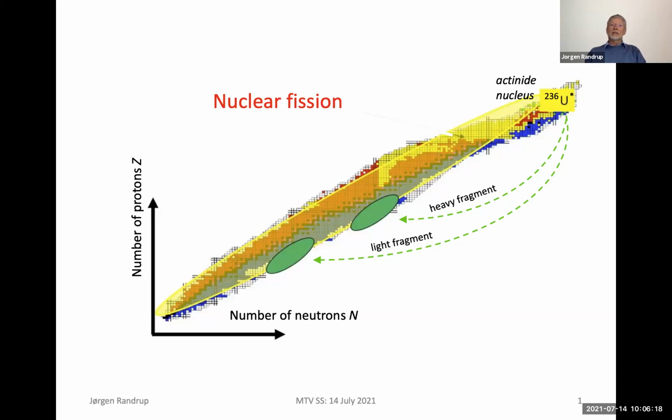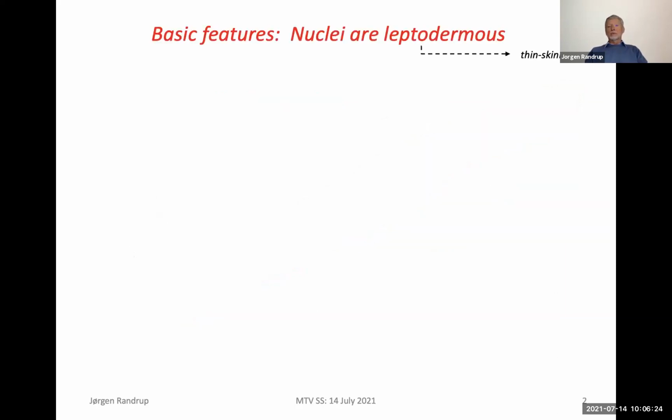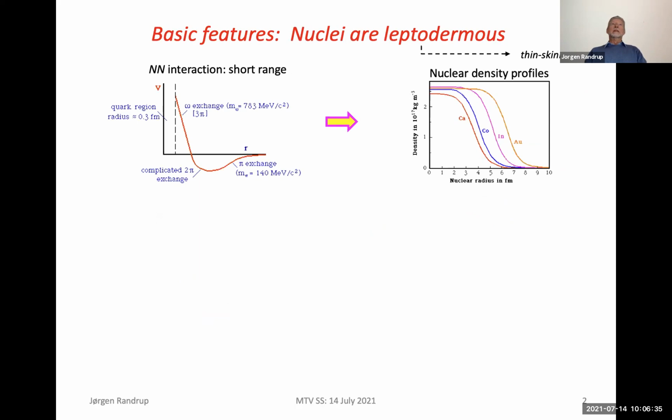So first, and this will be, for many of you, maybe a new word to learn, nuclei are leptodermous. This means they have a thin skin, as many of us, but what does that mean? If you have a microscopic model of the nucleus, the basic thing is the nucleon-nucleon interaction, and it is mediated by the exchange of mesons, is our current understanding.